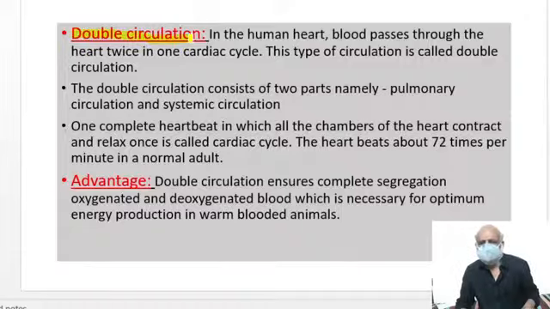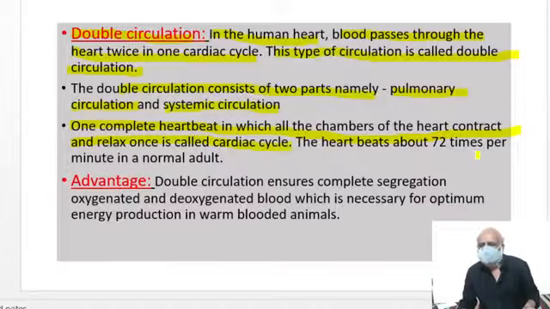Double circulation. In the human heart, blood passes through the heart twice in one cardiac cycle. This type of circulation is called double circulation. The double circulation consists of two parts, namely pulmonary circulation and systemic circulation. One complete heartbeat in which all the chambers of the heart contract and relax once is called the cardiac cycle. The heart beats about 72 times per minute, as we know, in a normal adult.